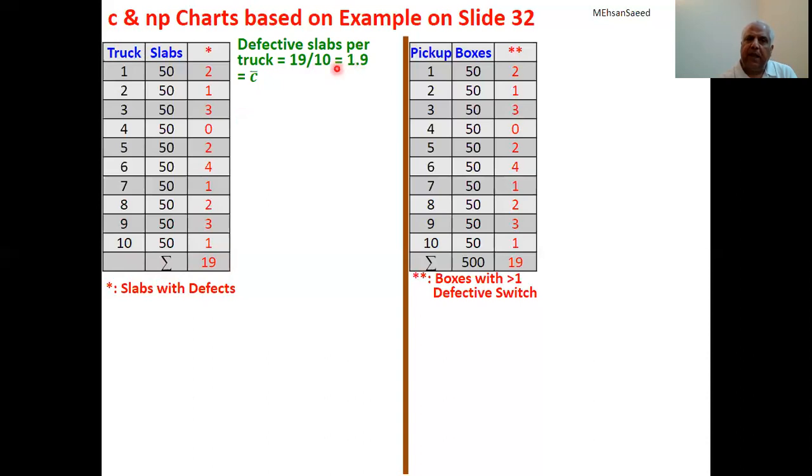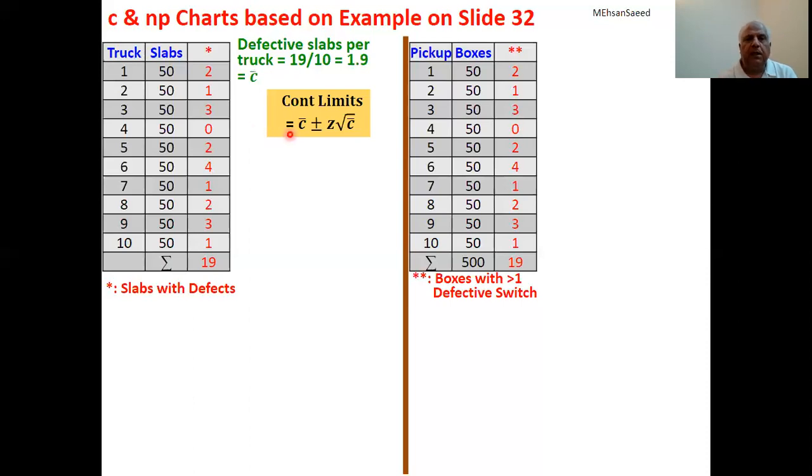And this average figure is referred to as C bar. Because it is an average of 10 trucks, it is referred to with a bar on top. So it is an average, C bar. And the chart which we are going to create based on this data is named after this particular average. This is called a C chart. So if we are happy with the baseline or the center line, which is C bar, that is the average number of defects or defective slabs per truck, then we can see the formula.